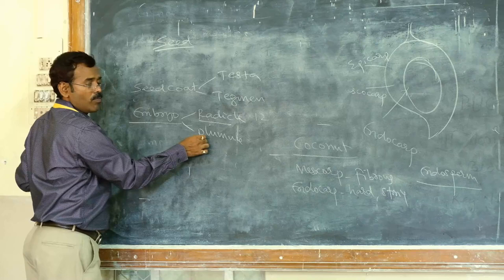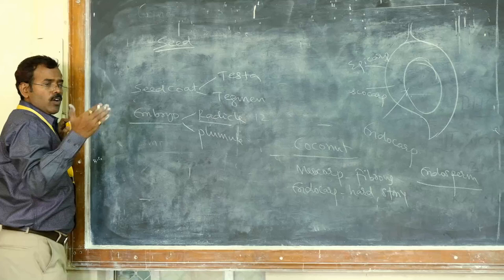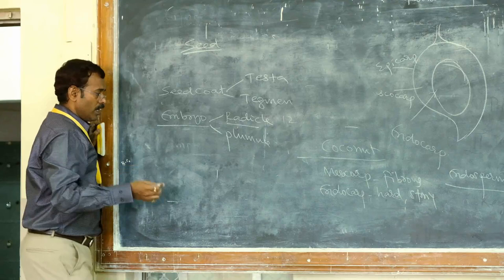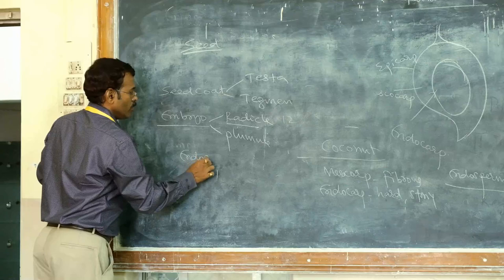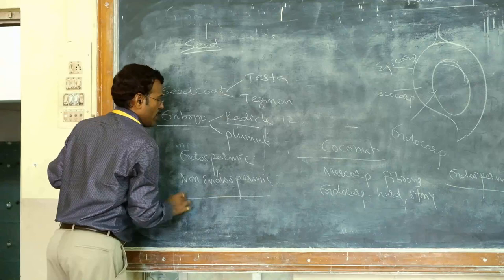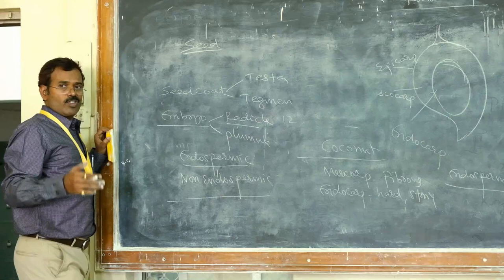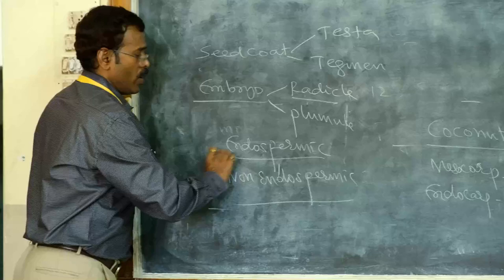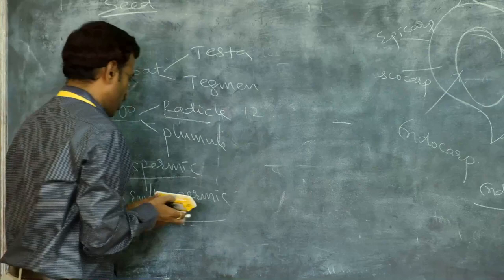Seeds can be grouped as dicot seed and monocot seed based on the number of cotyledons present in the seed. Another important classification is endospermic seed or albuminous seed, and non-endospermic seed. If a seed possesses endosperm, not completely consumed by the developing embryo, then it is called an endospermic seed. Usually monocot seeds are endospermic seeds with some exceptions.